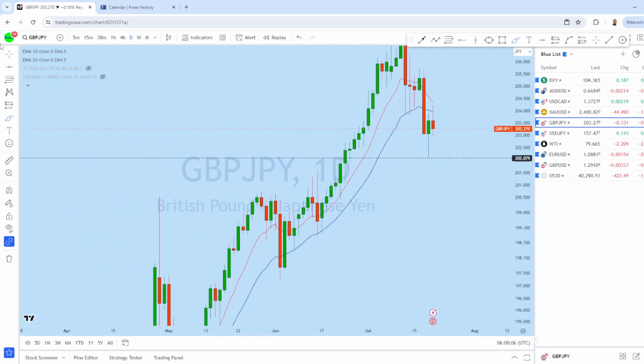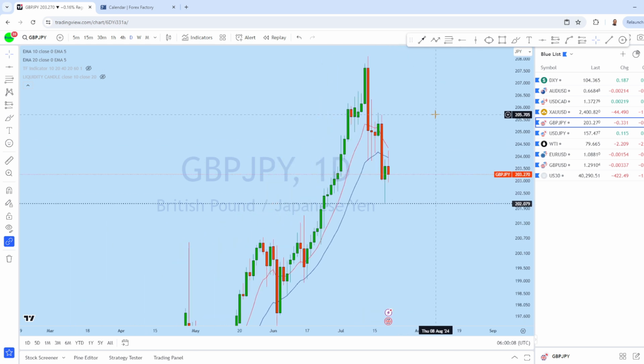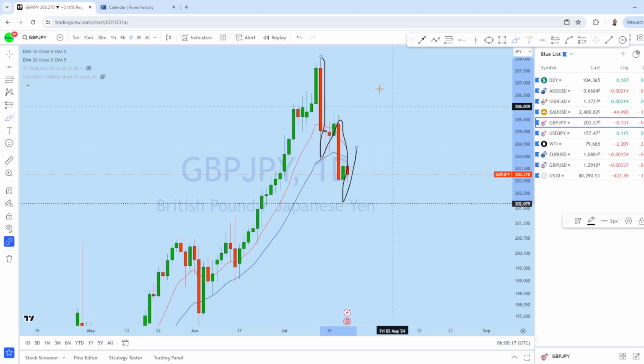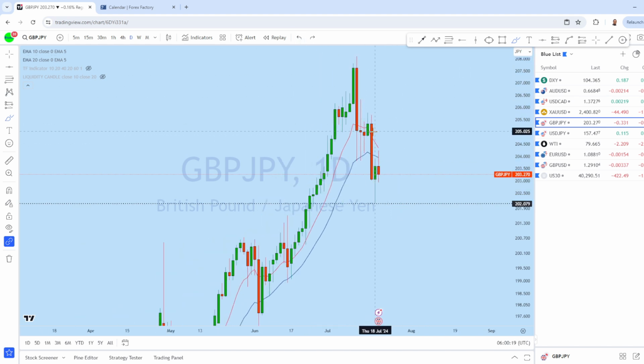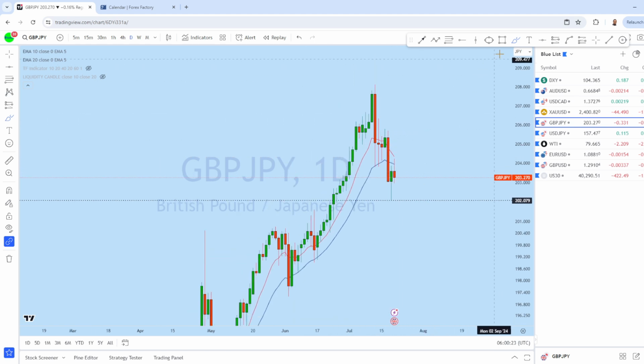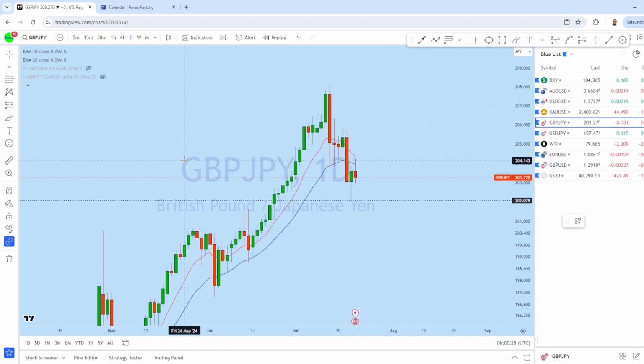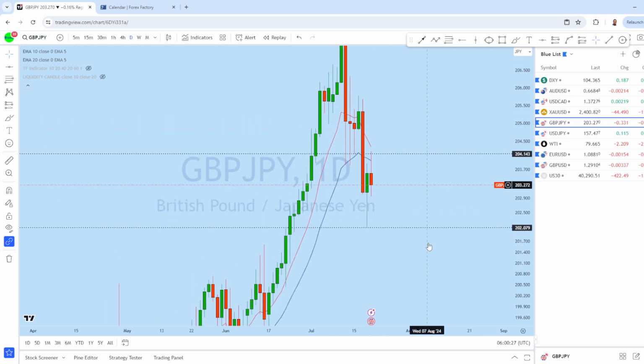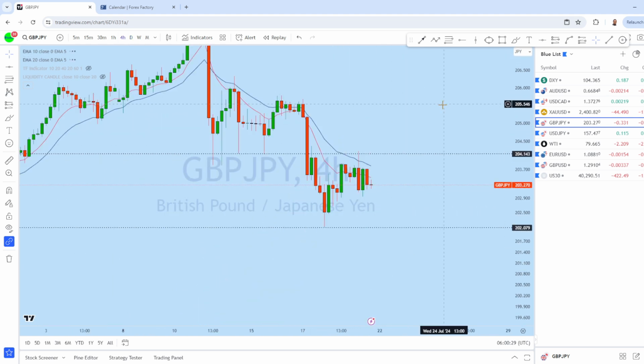Now looking at the daily chart on GBP JPY, we can see a very strong impulse followed by a deeper correction, and another impulse followed by another correction. So on the daily, locally we see GBP JPY in a downtrend. We might see a retest of this daily resistance before dropping down further.